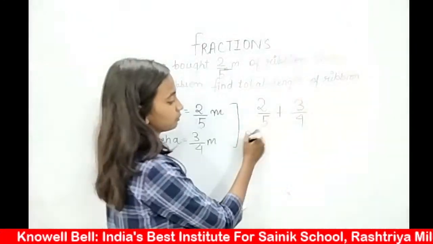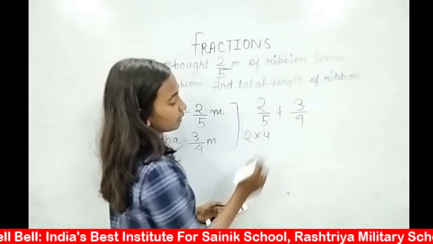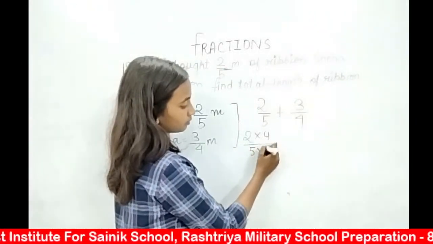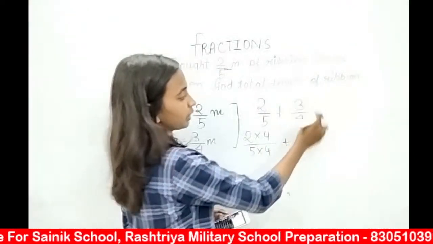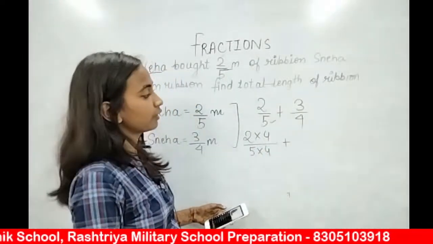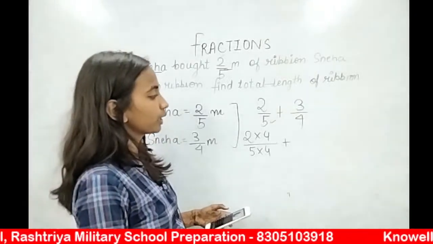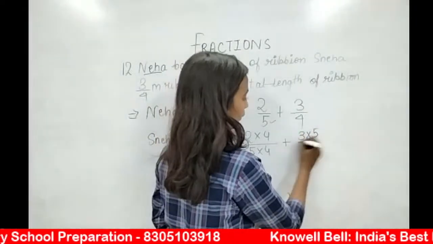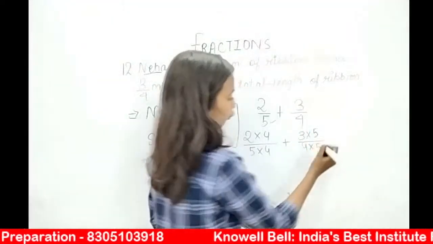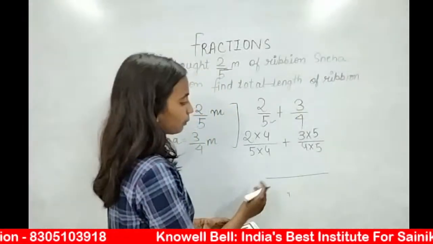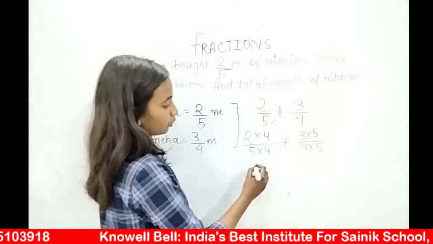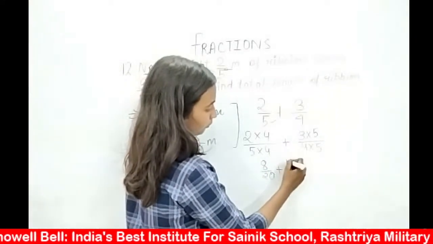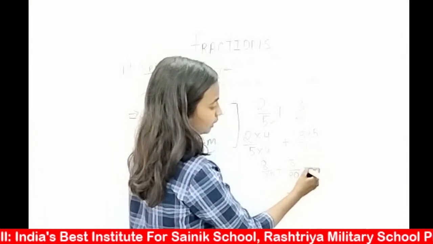कैसे convert करेंगे? Multiply denominator as well as numerator of 2 by 5 with 4, plus 3 by 4 को हम किससे multiply करेंगे? We will multiply it by 5. Why we are doing it? We are doing it to make it like fraction. Denominator क्या आएगा आपका? The fractions would become 2 4s are 8, 8 by 20 plus 15 by 20. Now you can add them.